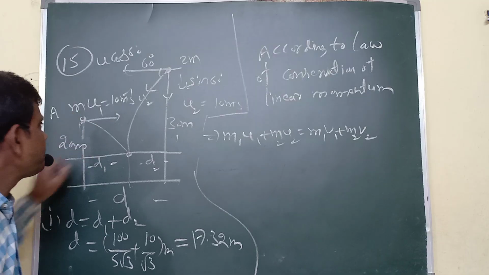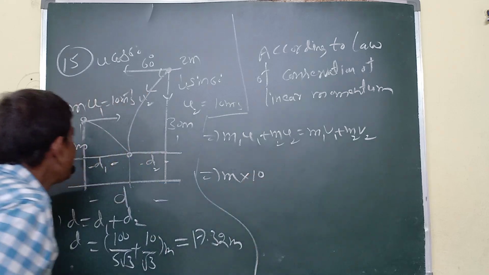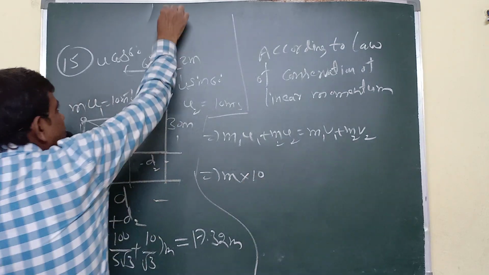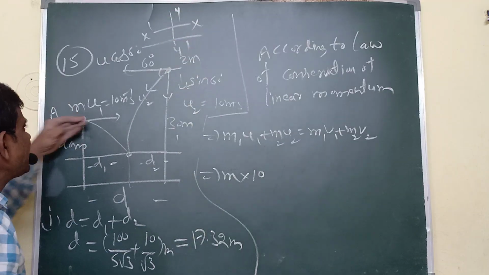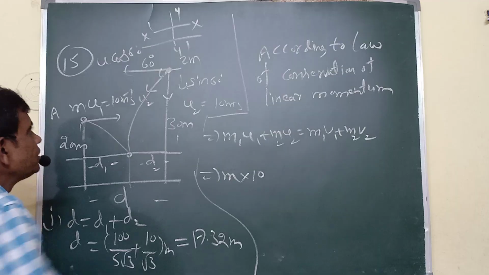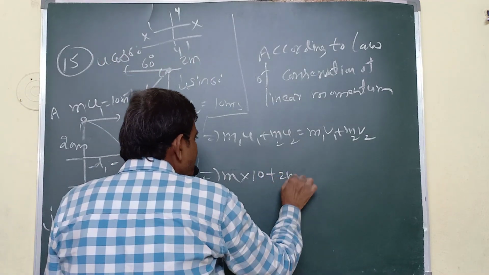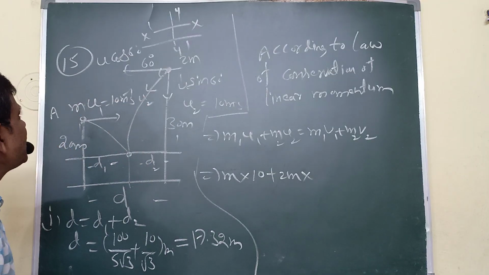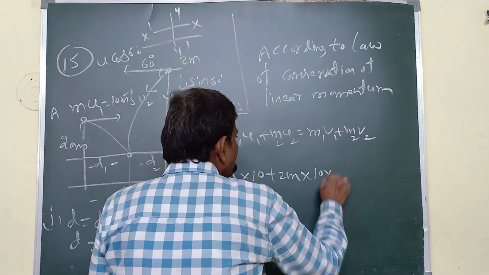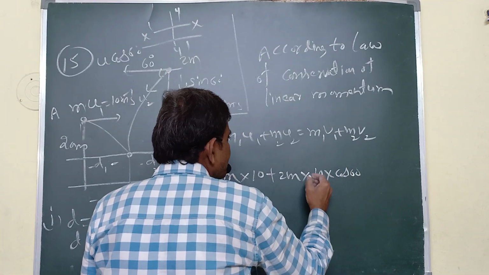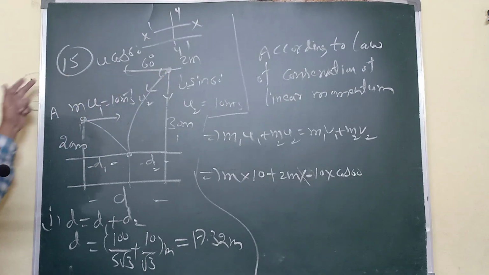So what is this mass? M. So M into what is this velocity? 10. Here it is moving like this. So you take one coordinate system, this is x and x dash and y dash. This motion, you consider, it is moving like this, x direction, so plus. What about this? It is moving like this, x dash, so you take that minus. Plus what is the m2? 2m into what is that velocity? U cos 60. U means 10 into cos 60. But this is minus. Why? This is the x dash direction.